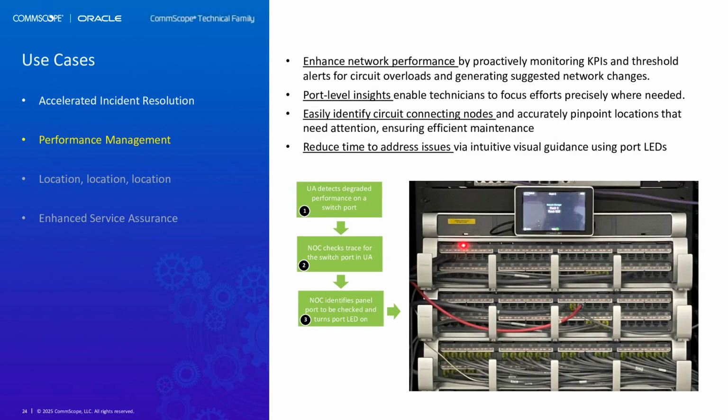the next use case is performance management, and through UA you can certainly monitor the bandwidth and the throughput on switch ports and see if there are some bottlenecks or some degradation in performance happening. And with the integration between UA and imVision hardware, UA now has the ability to identify specific connection nodes, like panel ports, that need to be examined to see if maybe the physical connection at that port may be causing the degradation.